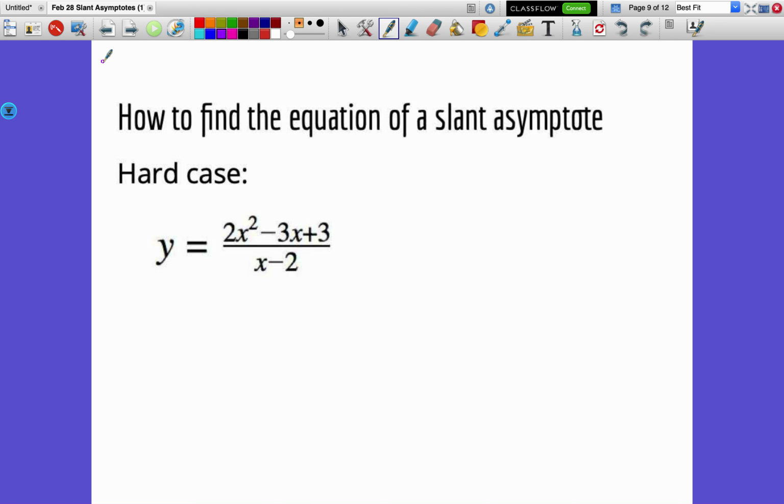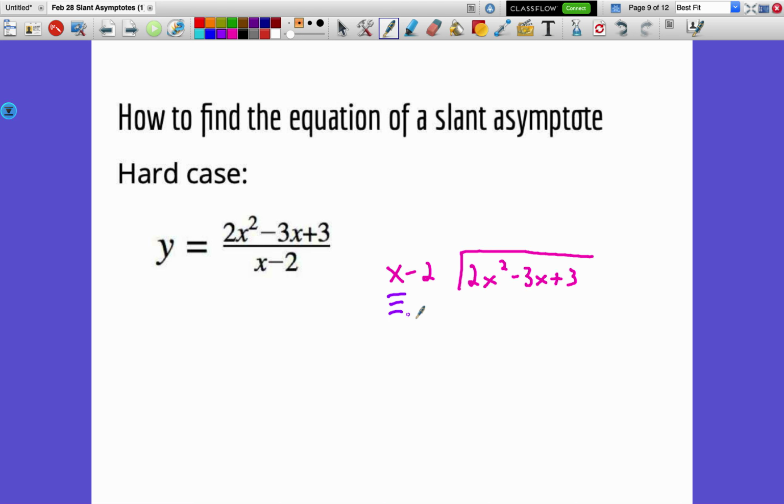All right, now here's the harder case. Factoring this one isn't going to help us, so what we have to do is we have to use long division. How do we set up long division? You put the top underneath the long division symbol, you put the bottom out in front. Then you get tunnel vision.